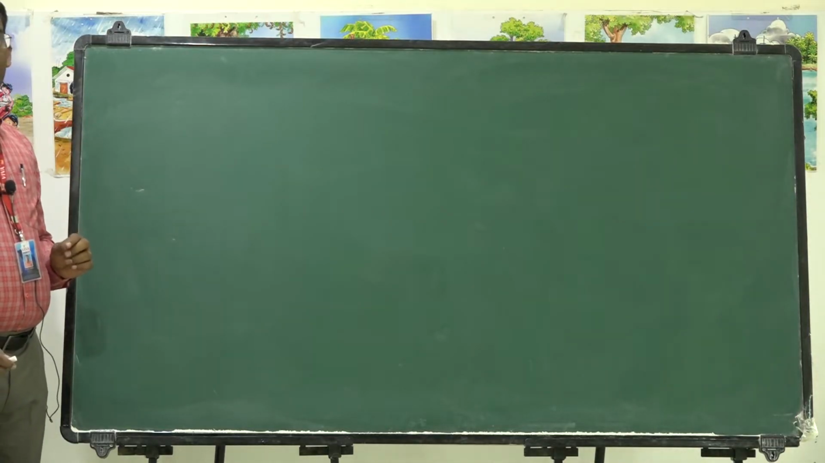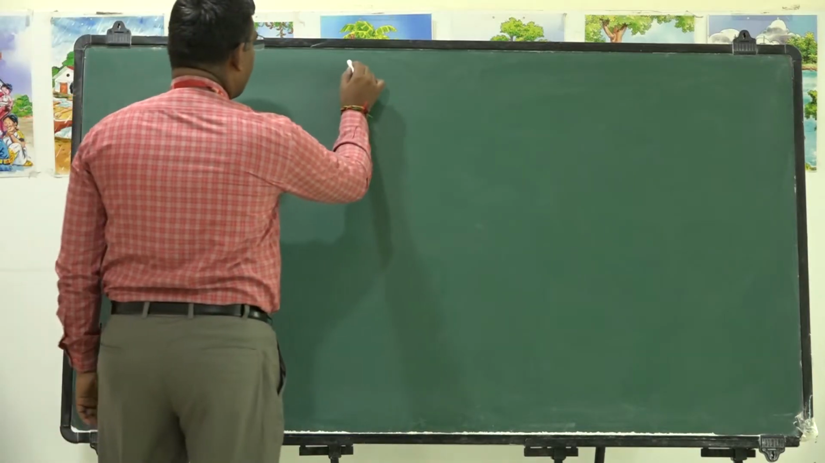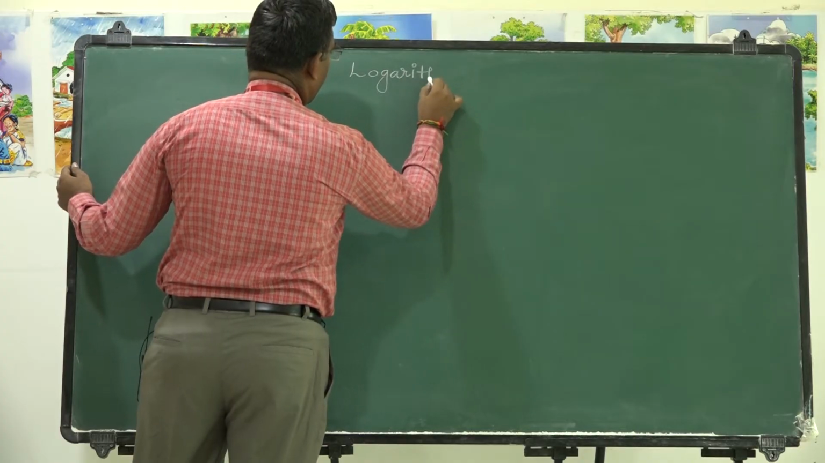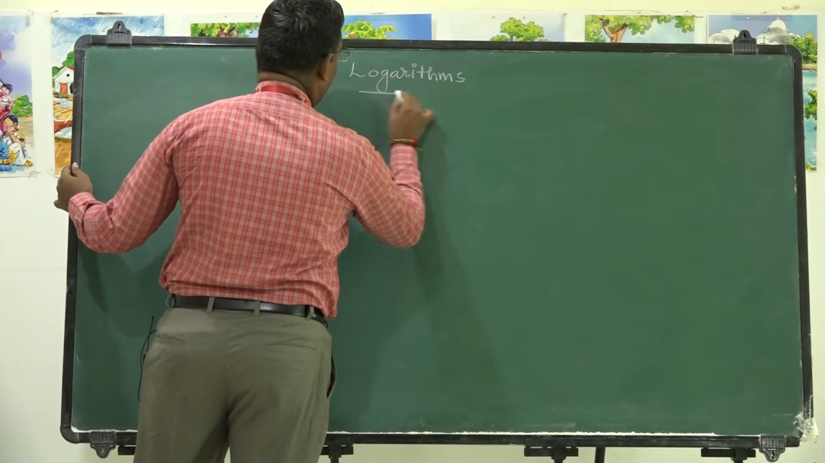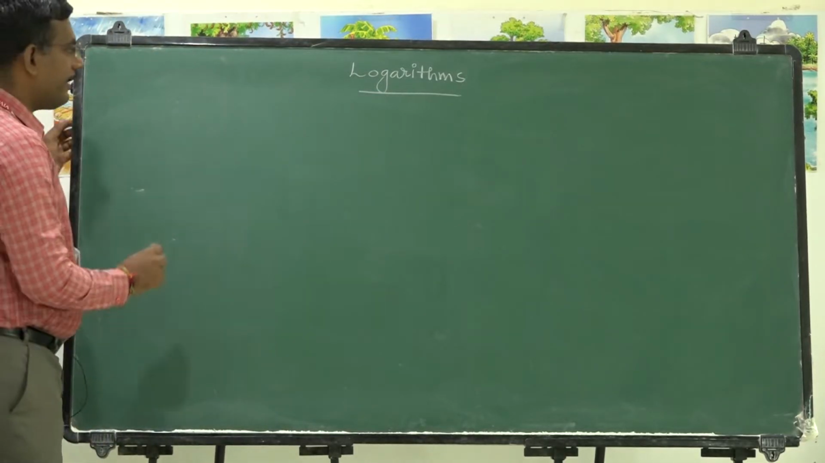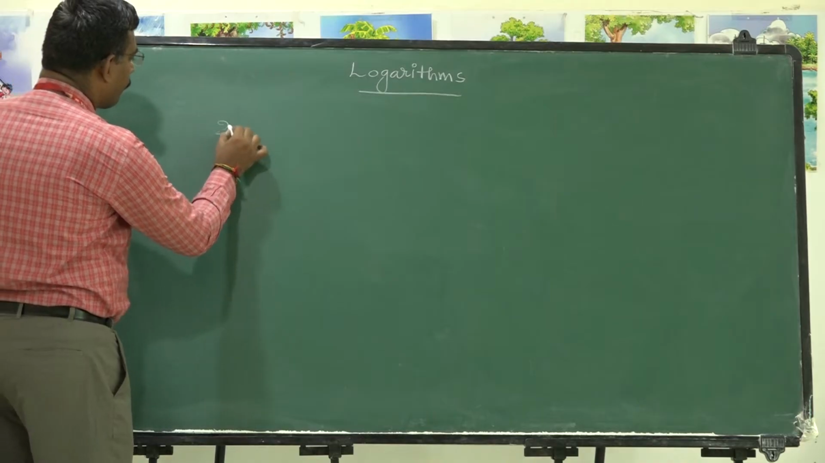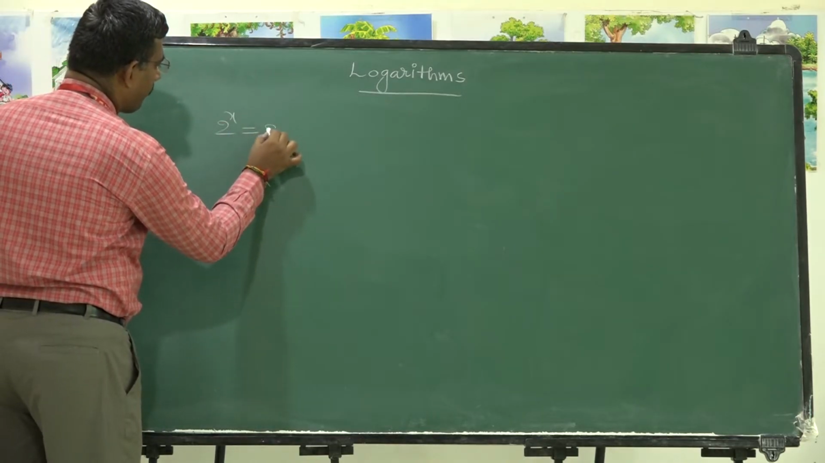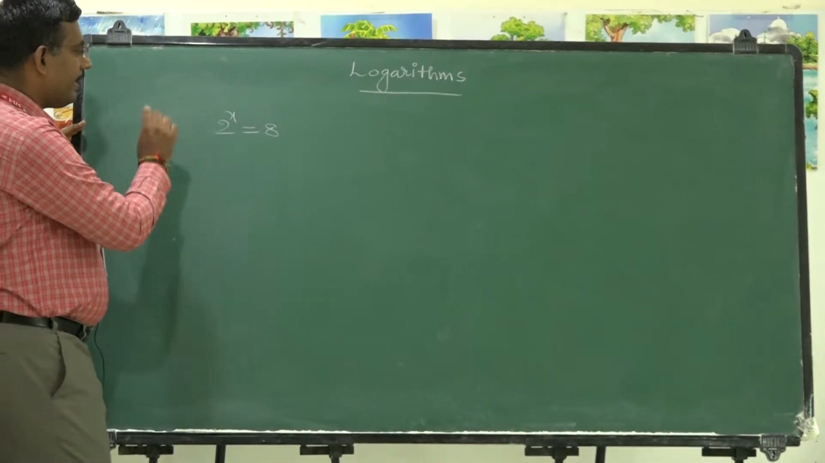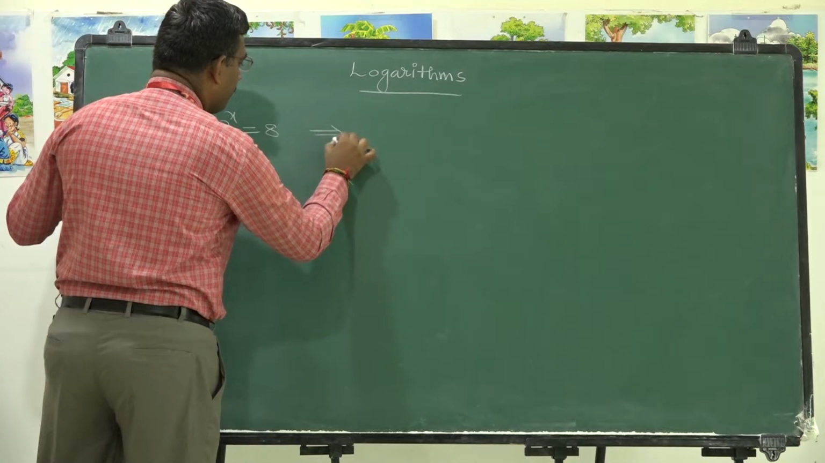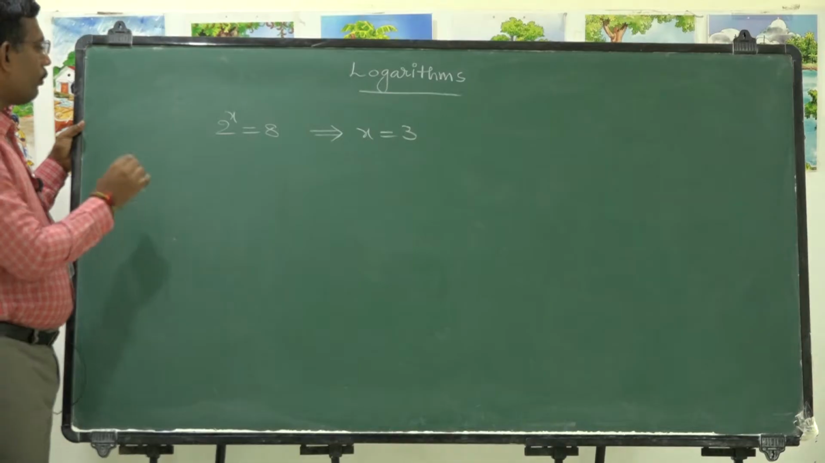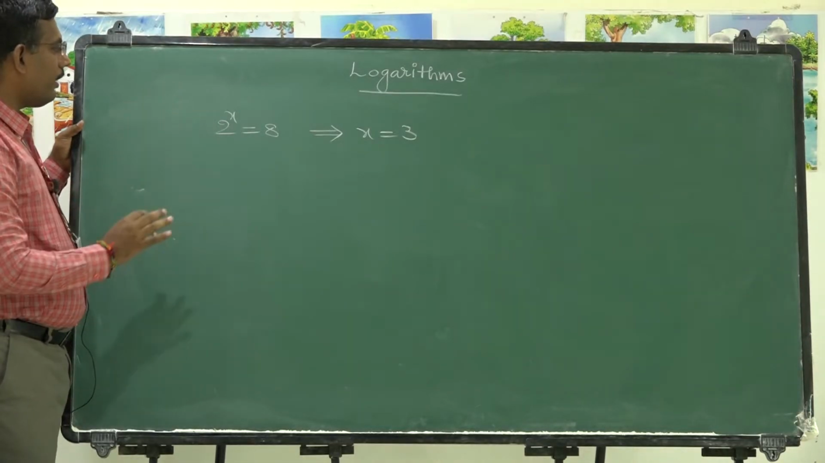Today I would like to teach an important chapter, logarithms. First, I write an exponent form: 2 power x equal to 8. If 2 power x equal to 8, then x is equal to 3, because 2 into 2 into 2 equal to 8.